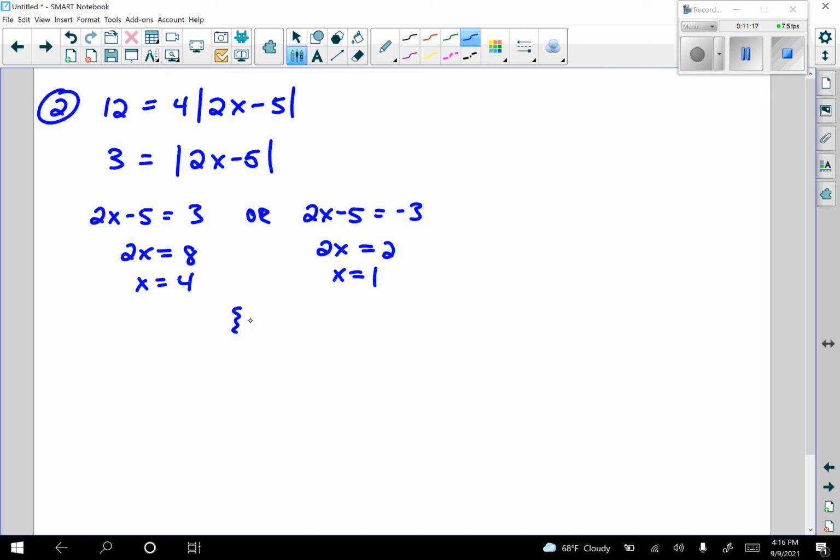And x equals 1. And again, you still want to check. This one, since we don't have fractions, is going to be a little bit quicker. Here, if we did 2 times 4, that's 8. 8 minus 5 is 3. Absolute value of 3 is 3. 3 times 4 is 12. 2 times 1 is 2. 2 minus 5 is negative 3. Absolute value of negative 3 is 3. And 3 times 4 is 12.